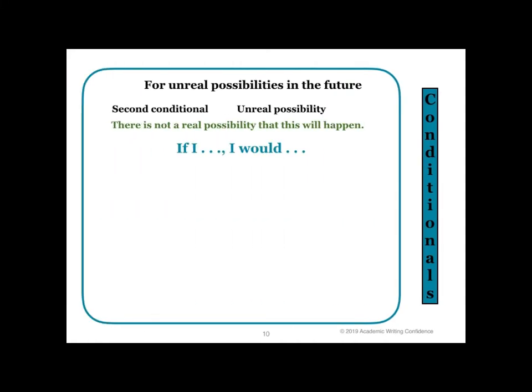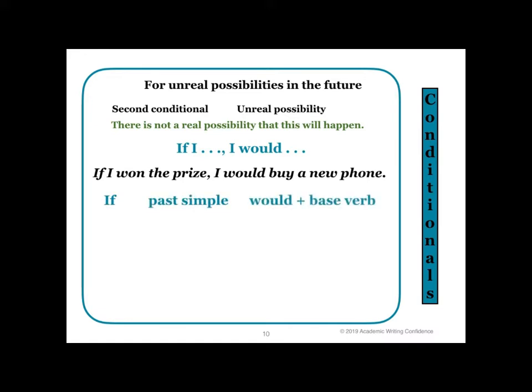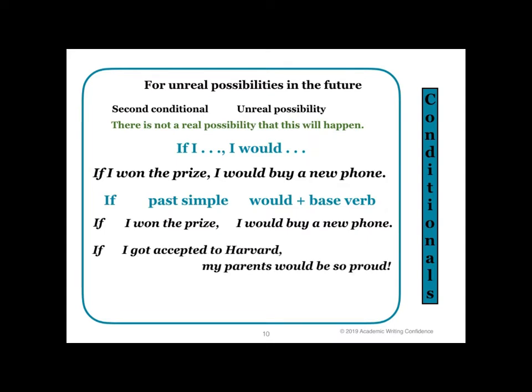Now let's look at our example again more closely. The way to write this sentence is to use the word if, followed by the past simple, and then would plus the base verb. So our examples would look like this. If I got accepted to Harvard, my parents would be so proud.